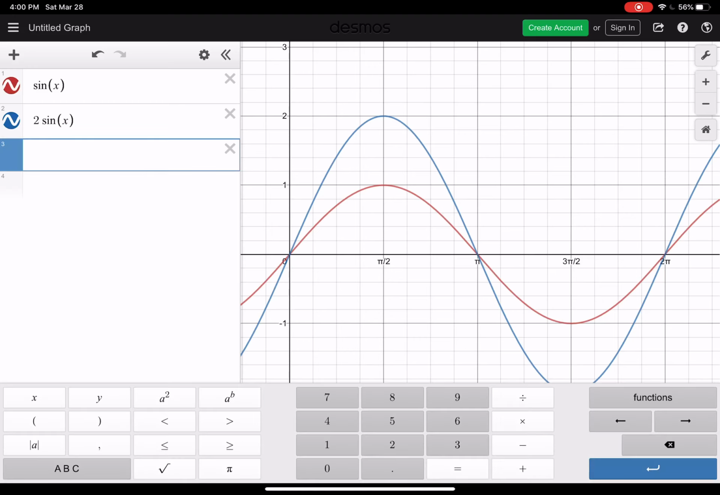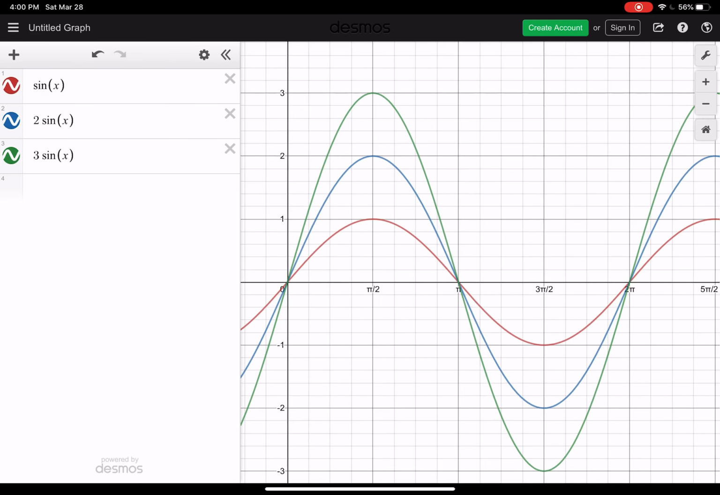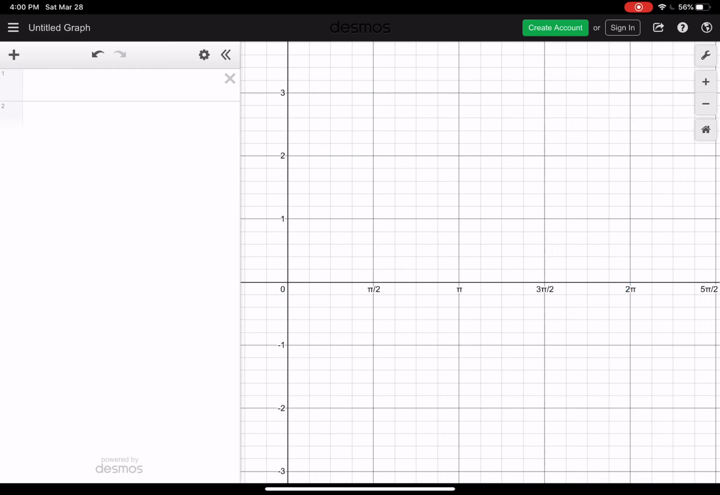Now, if I did 3 sine of x, you see the wave is still there, and we still have one cycle from 0 to 2 pi. But now my amplitude is 3, because I'm going up to positive 3 and down to negative 3. Whatever the number is in front of the sine or cosine, that's what represents your amplitude. So I'll show you what cosine looks like.